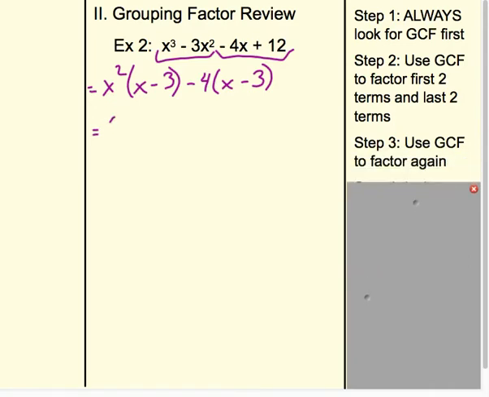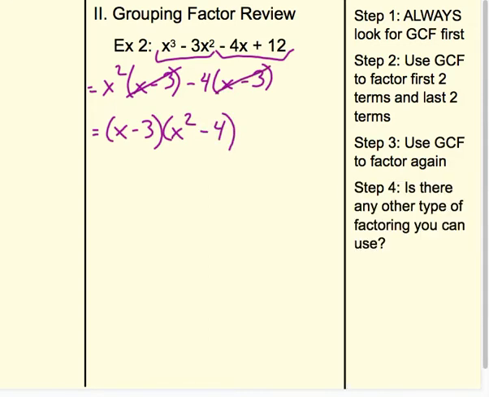So this time, our binomial is our common factor. Dividing it out of the first term, we're left with an x squared. And dividing it out of the second term, we're left with a minus 4. Okay? So always, always, always, when you think you are done factoring, ask if you can keep factoring.